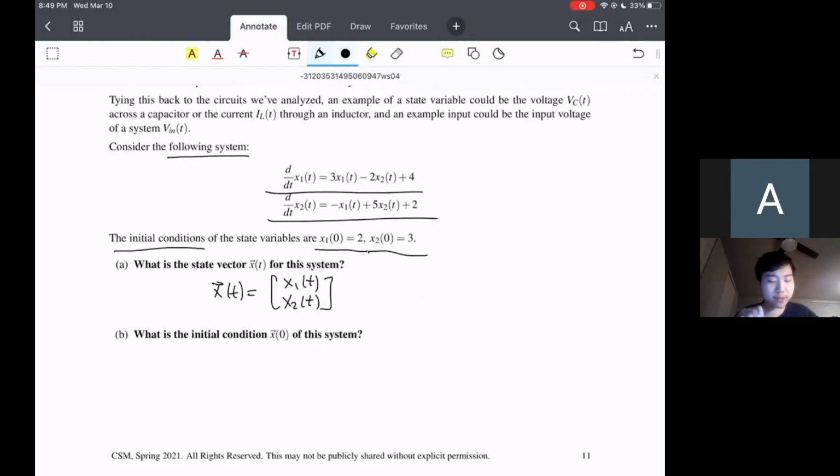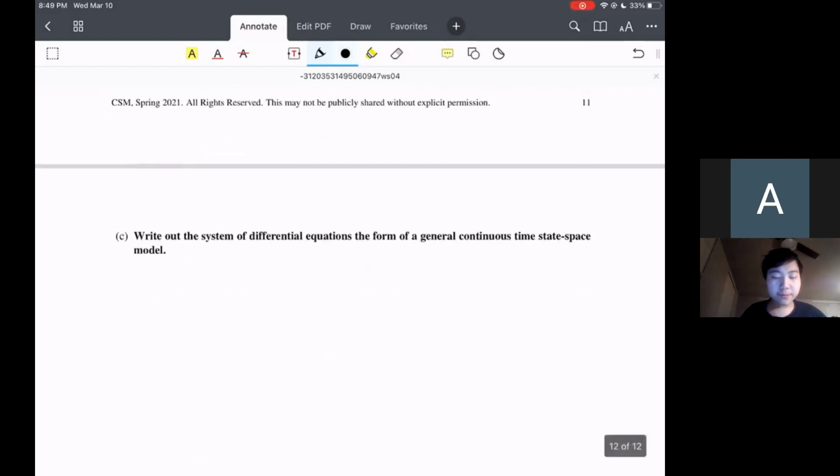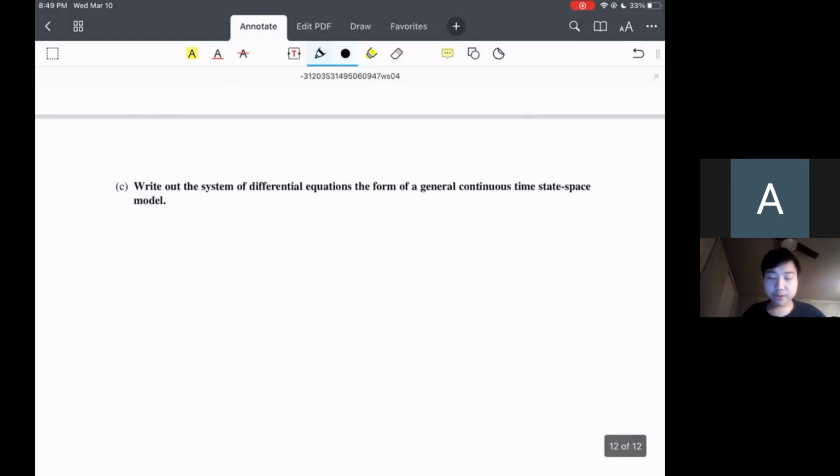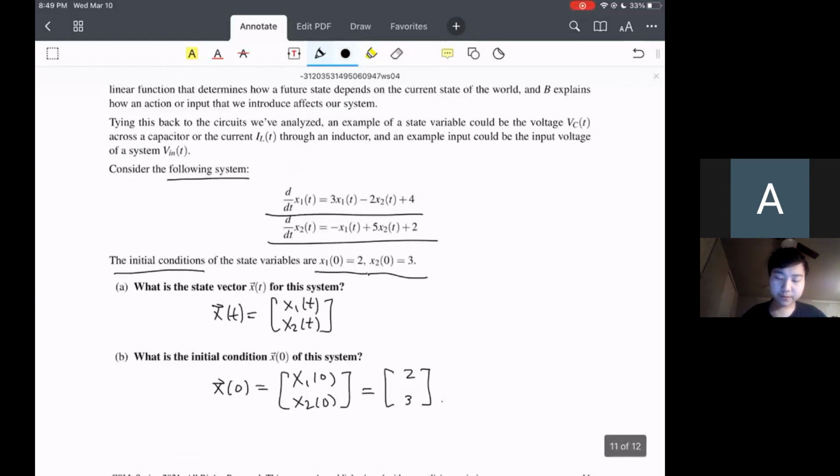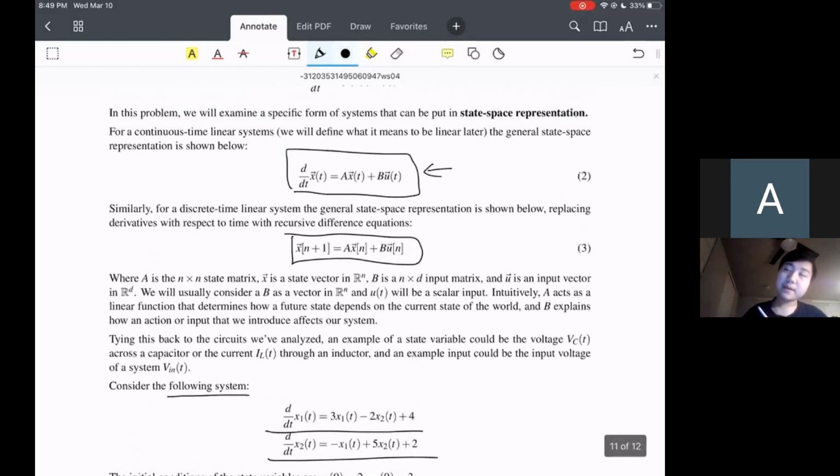Now, for part B, what is the initial condition of this system? This is pretty simple. We just plug in the value t equals 0. See that this is x1 of 0, x2 of 0. So x1 of 0 is equal to 2, and x2 of 0 is equal to 3. Right? Now, for part C, we want to write out the system of differential equations in the form of a general continuous time state space model, which is the form outlined here.